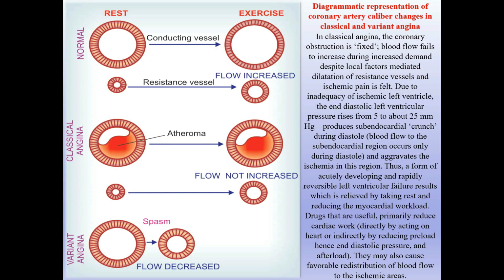Here you can see a diagrammatic representation of coronary artery caliber changes in classical and variant angina. In classical angina, the coronary obstruction is fixed, and blood flow fails to increase during increased demand, despite local factor-mediated dilatation of resistance vessels, and ischemic pain is felt.